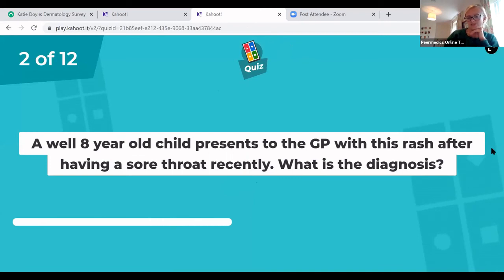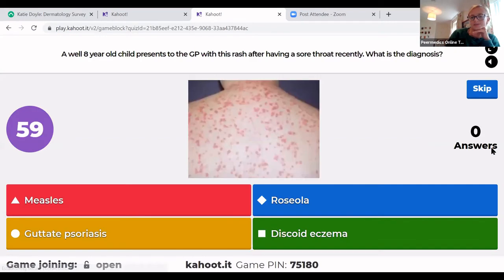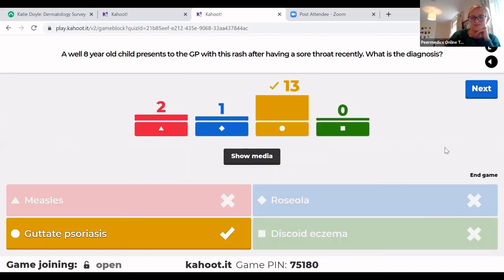Okay, so a well 8-year-old child's coming to the GP. He's had a sore throat recently and he comes in with this rash. What is it? Well, you guys are very speedy. So this is guttate psoriasis.